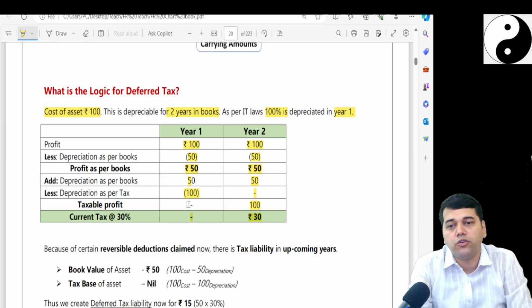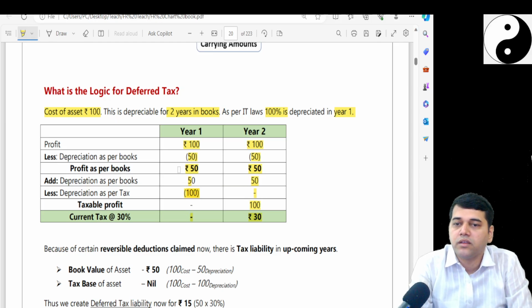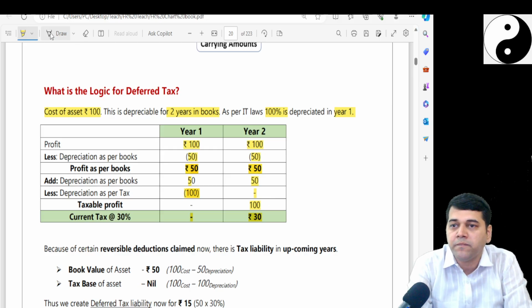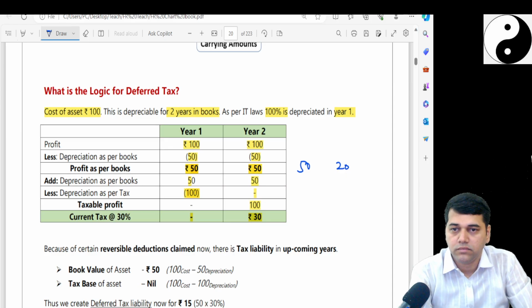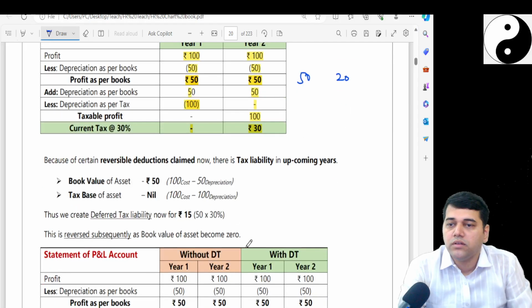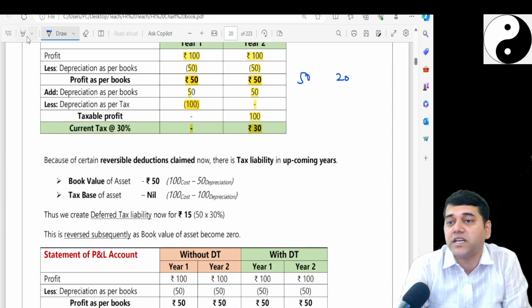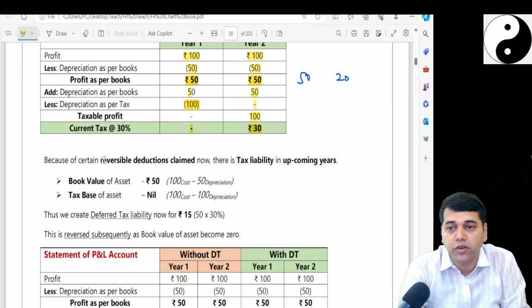One year, no profit, no taxes; the next year, bumper profit. Accounting profit is the same. But if you see the tax expenses eating into it, what is my PAT? First year PAT is 50, second year PAT is 20. You're clear now? So now, certain reversible deductions are there. Why did this come? Because of certain reversible deductions. Now, there is a tax liability in the upcoming years.